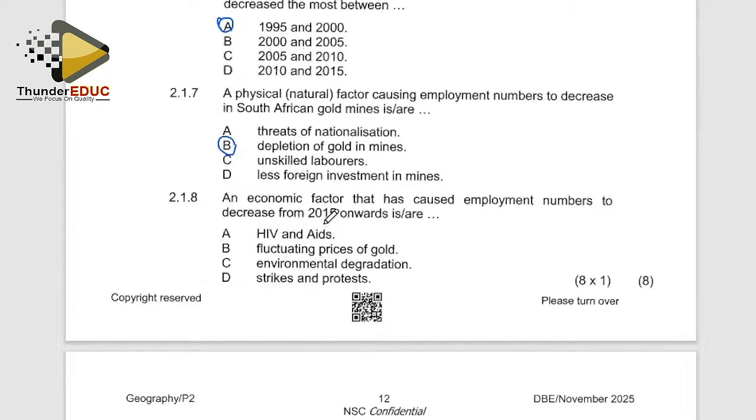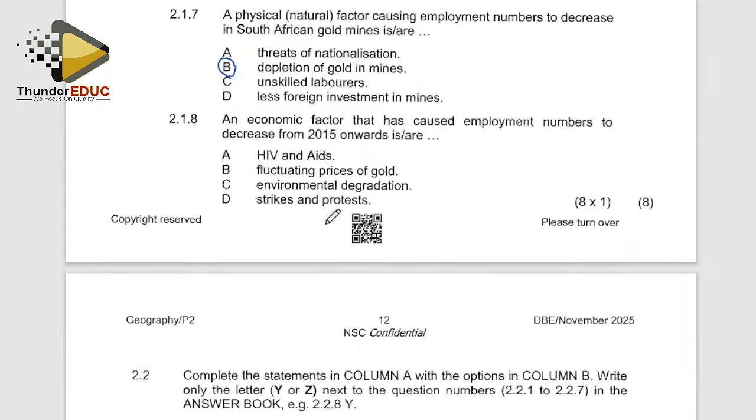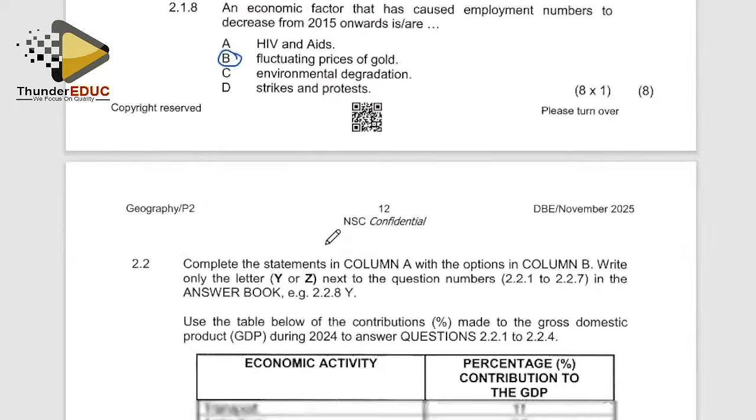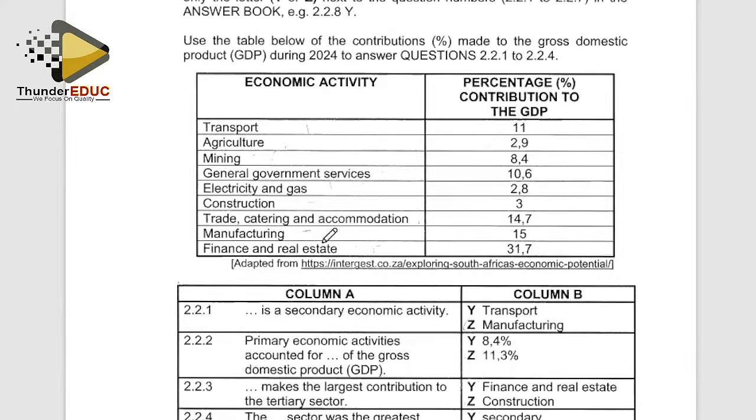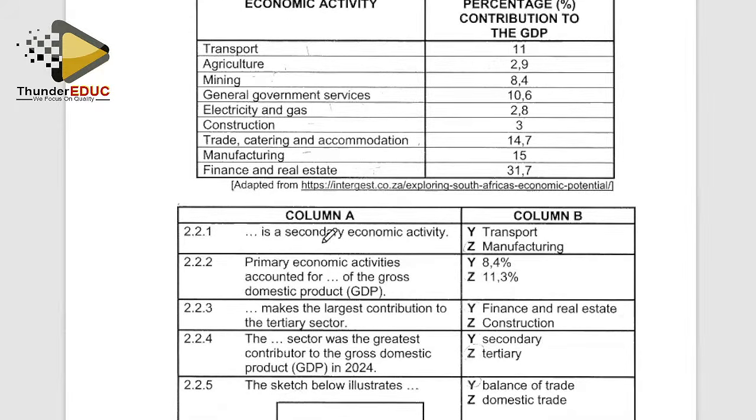Right, number 128, an economic factor that has caused employment numbers to decrease from 2015 onwards. An economic factor. Let's look at economic factor here. An economic factor is fluctuating prices of gold. That is economic.